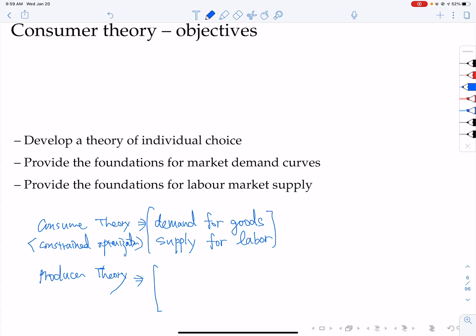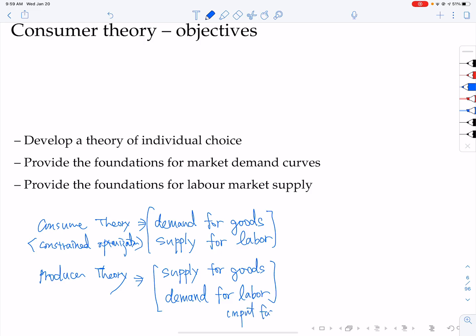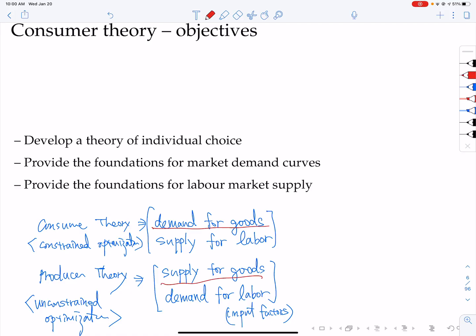And using producer theory, we are going to derive the supply of goods. We're also going to derive the demand for labor, or in general input factors. Producer theory can be characterized as a special case of an unconstrained optimization problem. Using the demand for the good and the supply of the good, we can characterize the demand of the consumer and the supply of the firm, and characterize an equilibrium.